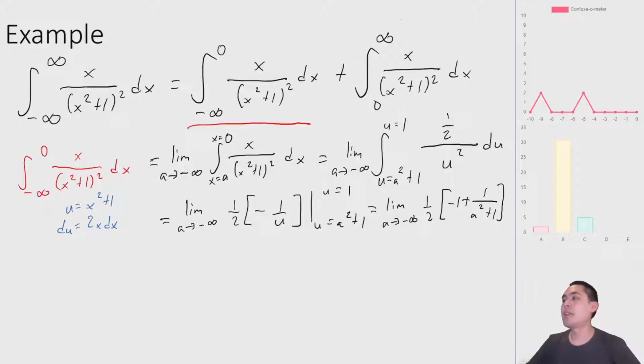Well, what is a squared plus 1? That's going to go to infinity. So that part there is going to go to 0. And so this is just equal to minus 1/2. Sorry, I went into the margins there a little bit. But that's equal to minus 1/2.